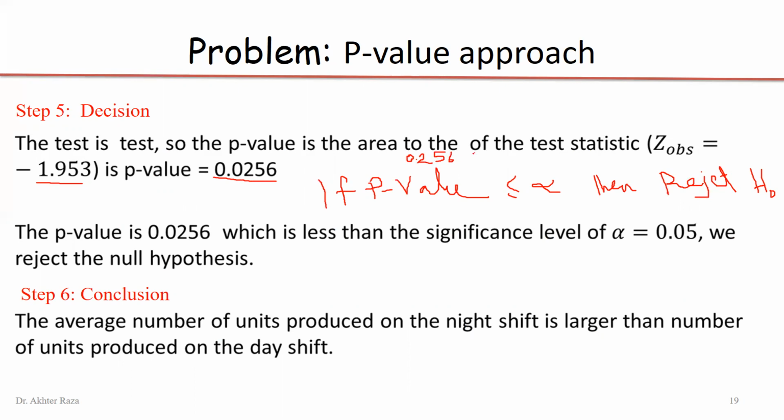It is smaller than 0.05 because the level of significance is 0.05. The p-value is smaller than alpha, so we reject the null hypothesis. The same decision as by the critical region: the null hypothesis is not true. So the average number of units produced in night time is larger than the units produced in the daytime. That is the conclusion of this problem.